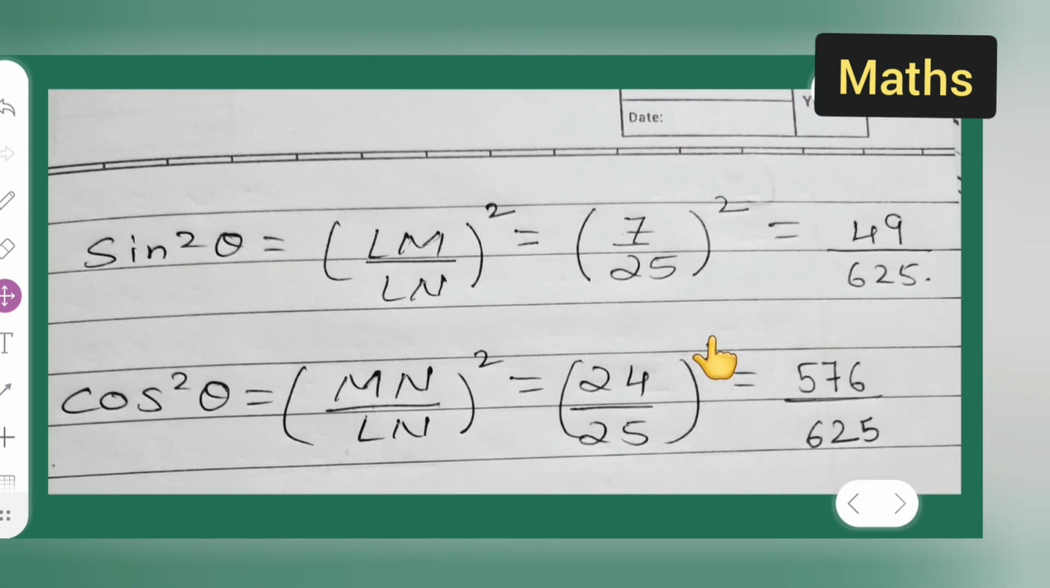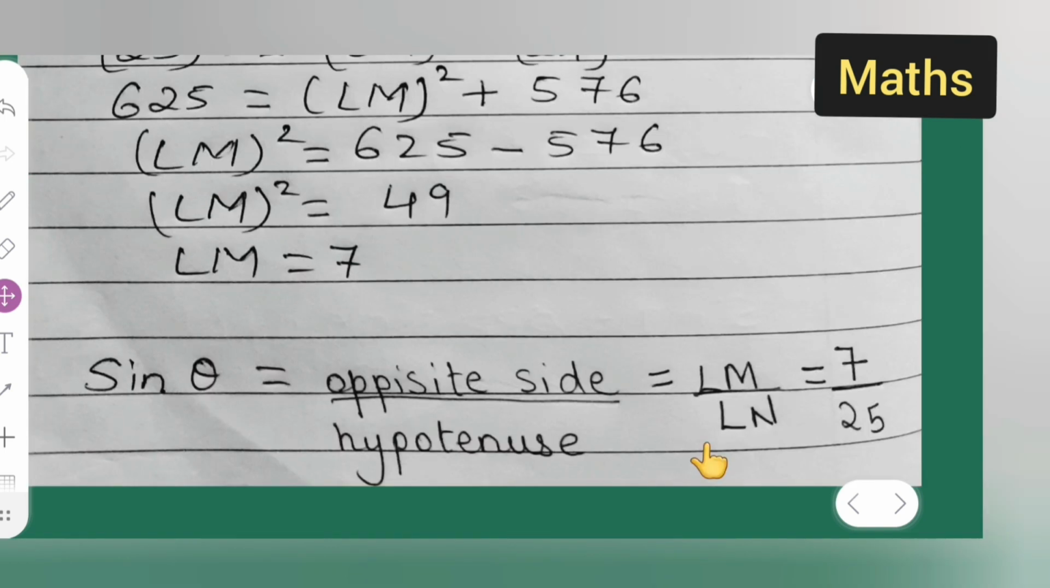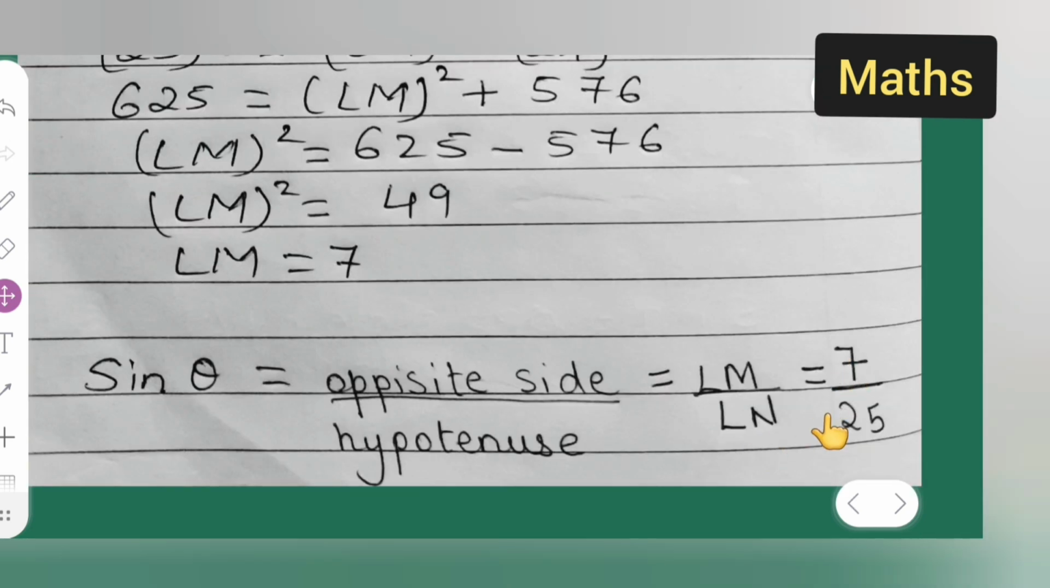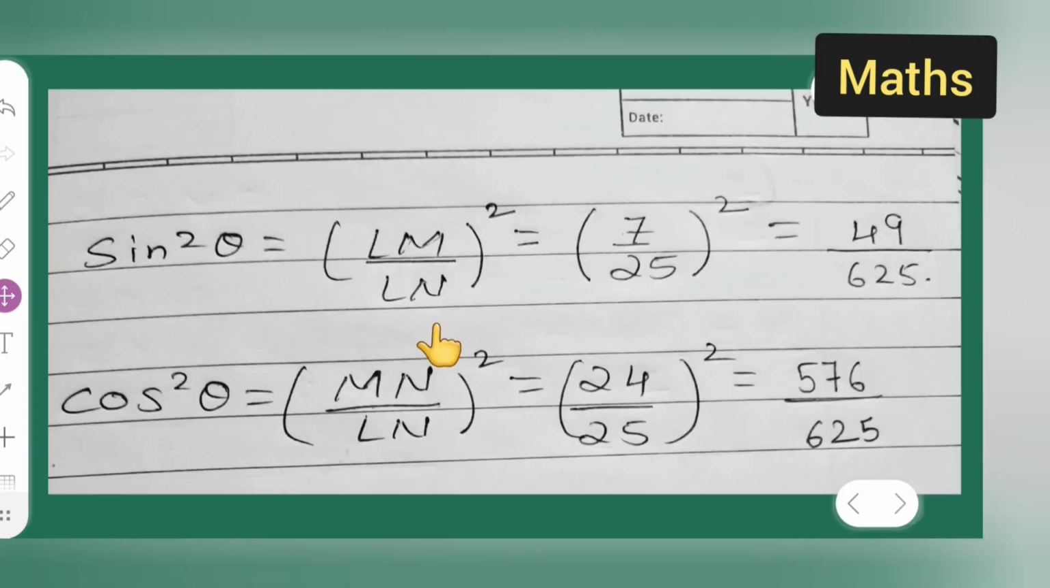Next we need to find out sin square theta. What is sin theta? It is LM upon LN, and then we square it for sin square. So we plug the square over here. Now LM upon LN is 7 upon 25, so we square it. Square of 7 is 49, and square of 25 is 625, right?